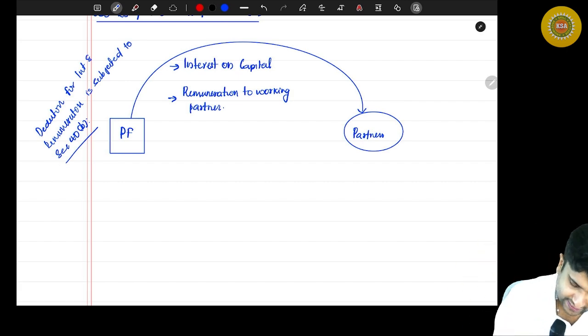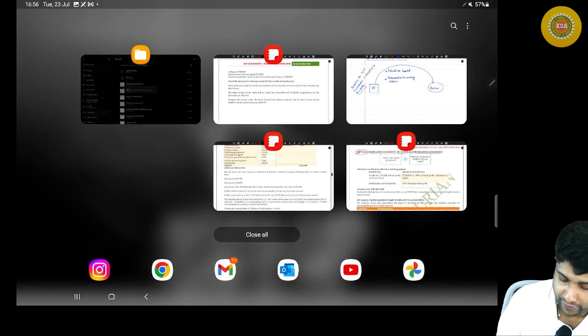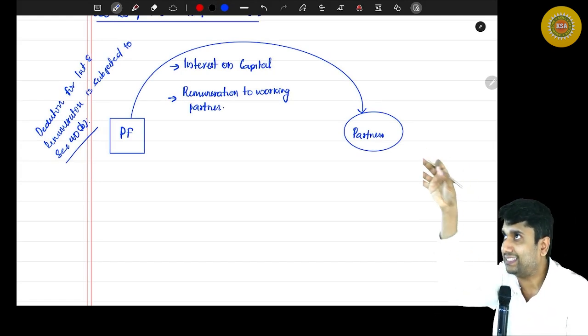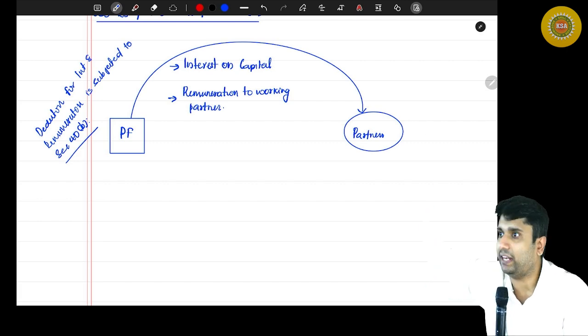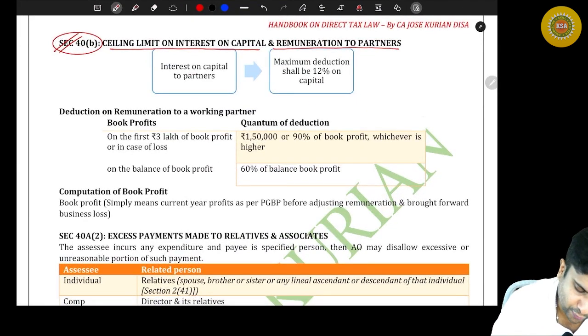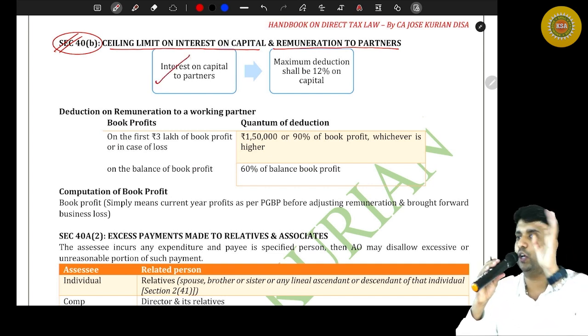Now listen, friends, listen. What is the deduction? That's what we are about to discuss right now. Let's complete the deduction and come back to the chart. Okay, let's complete 40B, then 28 and 10(2)(a), then we will complete the chart as well. So going back to Section 40B, can you read the first box under that? Interest on capital to partners.